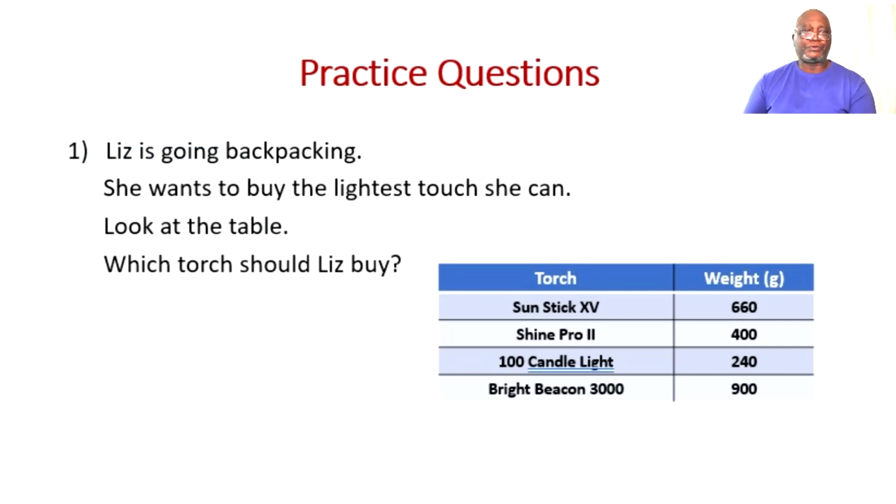Here's a practice question. 1. Lisa's going backpacking. She wants to buy the lightest torch she can. Look at the table. Which torch should Lisa buy? There are 4 different makes of torch there, each weighing 660 grams, 400 grams, 224 grams, and 900 grams.